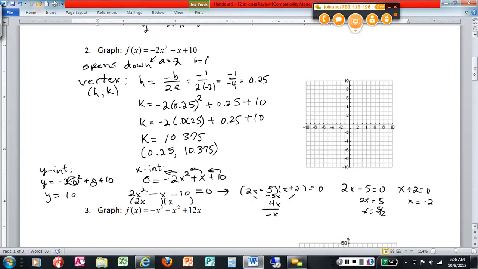This should be enough information here to graph it. We know it opens downward. The vertex is 0.25, 10.375. So there's your vertex up here. The y-intercept is 10, so it's right there beside it. And the x-intercepts, well, you got 5 halves, you got negative 2. So 2.5. So negative 2 and then 2.5. There you go, your little graph. Is that okay? Question or concern?